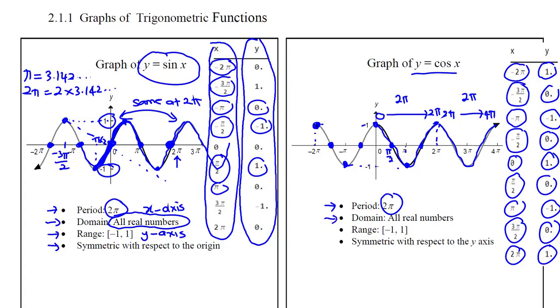And then the domain is all real numbers. And the range is negative 1 to 1, starting from negative 1 until 1 here. And this graph is symmetric with respect to the y-axis. The graph here is the same as this side, so we call this symmetry about the y-axis.